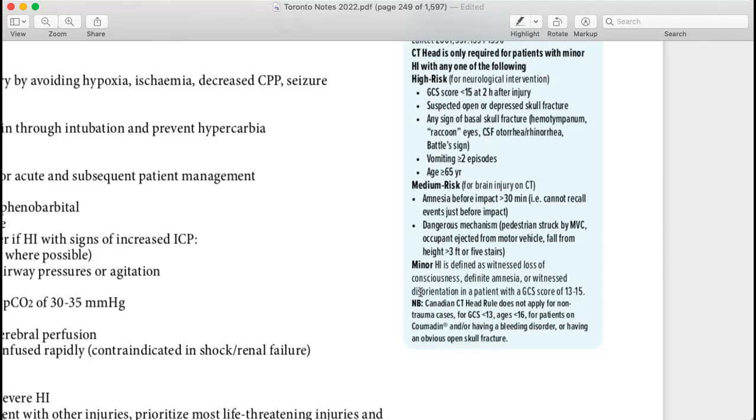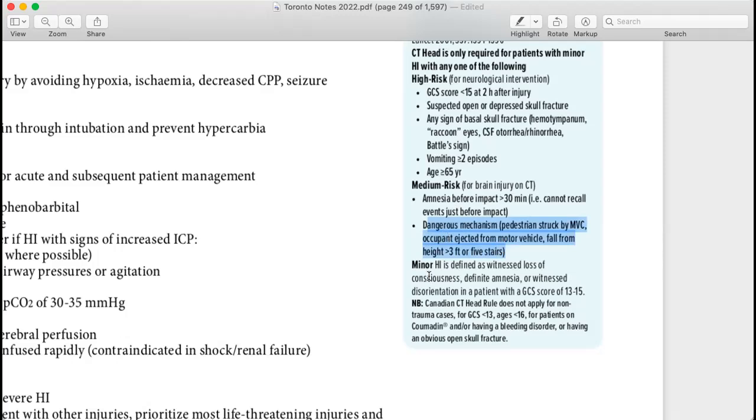In medium-risk cases, how do you see if this person needs a CT scan? Amnesia before impact is more than 30 minutes. As we said, less than 30 minutes is okay, but more than 30 minutes, definitely. Danger sign, like which danger sign? As I told you, dangerous mechanisms: pedestrian, motor vehicle collision, occupant who has been ejected from the motor vehicle, fall from a height of more than 3 feet. In those conditions, you are going to do the CT scan. If you don't know the dangerous mechanisms, you will not be able to decide if this person needs a CT scan.